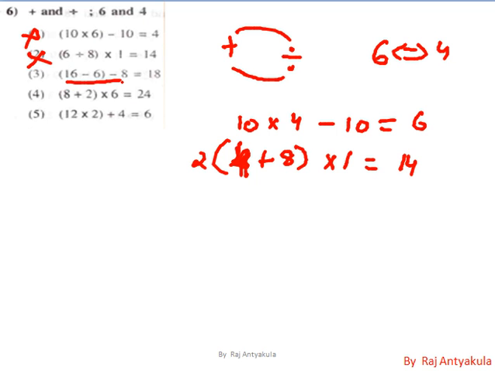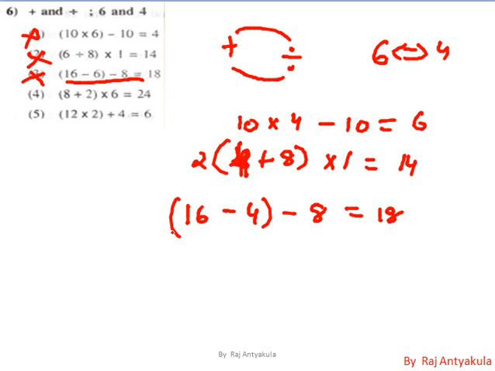Now go for the third option. What is the third option given? 16. So there is no condition on minus, right? It is 6 has to be replaced with 4. So 16 minus 4, and there is no condition on minus, so write it as minus 8 is equal to, how much is given? 18. So 16 minus 4, 12. 12 minus 8 is 4. 4 is not equal to 18. So option 3 is ruled out.